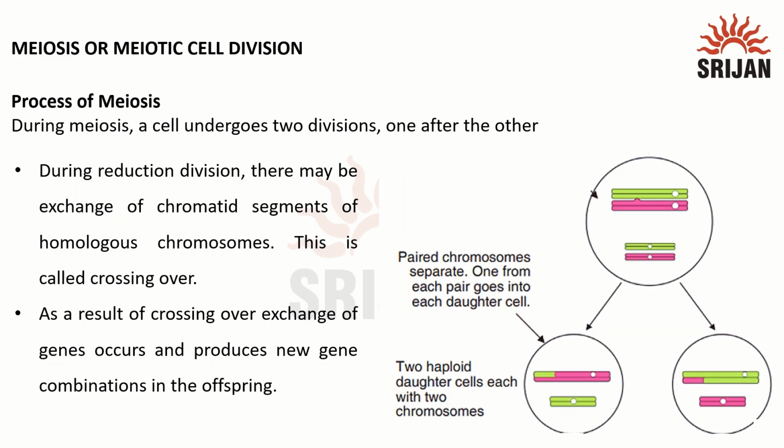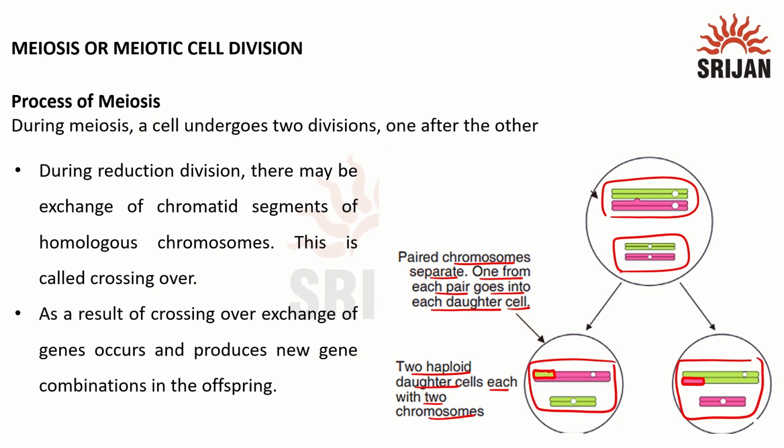So what happens in the next stage is, when they give rise to daughter cells, we can see there is a gene from the other partner. Yes, there is exchange. The paired chromosomes separate, one from each pair goes into each daughter cell. So 2 haploid daughter cells, each with 2 chromosomes, are produced. The parent had 4, 2 pairs, but here we only have 2. So it is a reductional division.